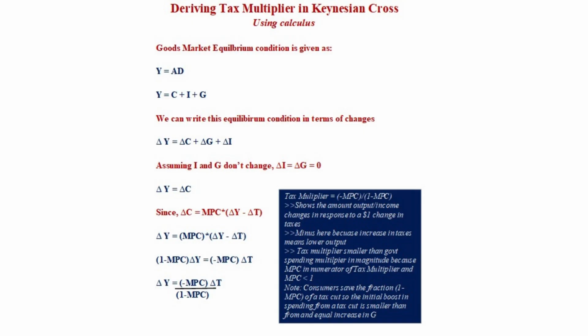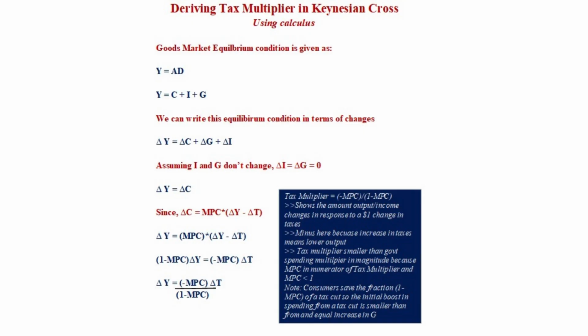So in this case, this ratio, which is delta Y by delta T, is equal to minus MPC by 1 minus MPC, which is our tax multiplier. It tells us how much output or income changes if taxes change by $1. Now the sign over here is negative because when you increase taxes, disposable income decreases, that decreases consumption, and hence output decreases. So there's an inverse relationship between output and taxes, which is signified by this minus sign.